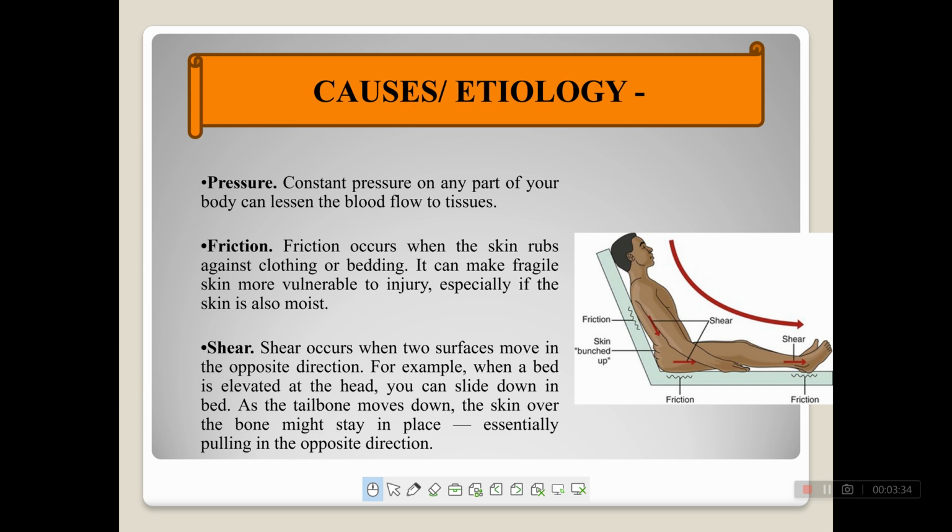And if the skin is also moist, the patient's skin is more vulnerable to injury. The third factor is shear. Shear occurs when two surfaces move in opposite directions, for example, when a patient slides down in the bed. At that time there is a chance of friction in that patient, so there is a chance of a bed sore. So we have three factors: pressure, friction, shear.